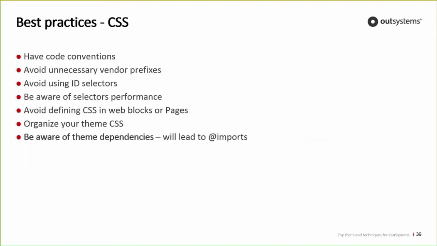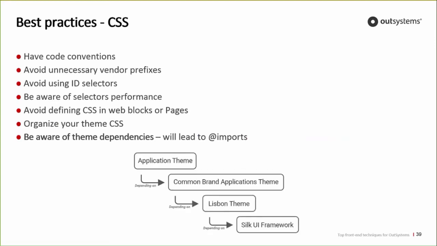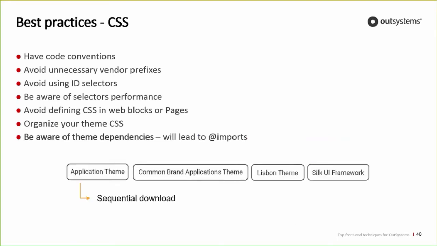You should also be aware of the theme dependencies. Whenever we are saying that our theme is based on another theme, we are using an import. What this means is that our theme depends on another theme that, on the other hand, depends on the Lisbon theme, for example, and finally depends on SilkUI. This is the same as saying that these files, and as you know, the browser can download up to 6 files in parallel, will be downloaded sequentially because they are hidden with the import tag.